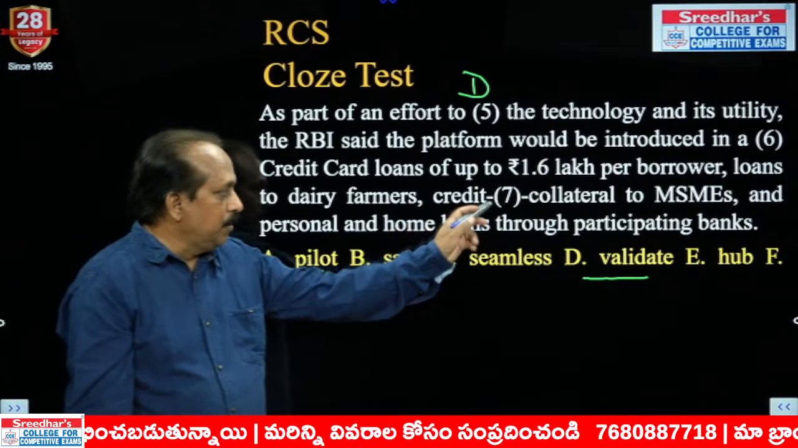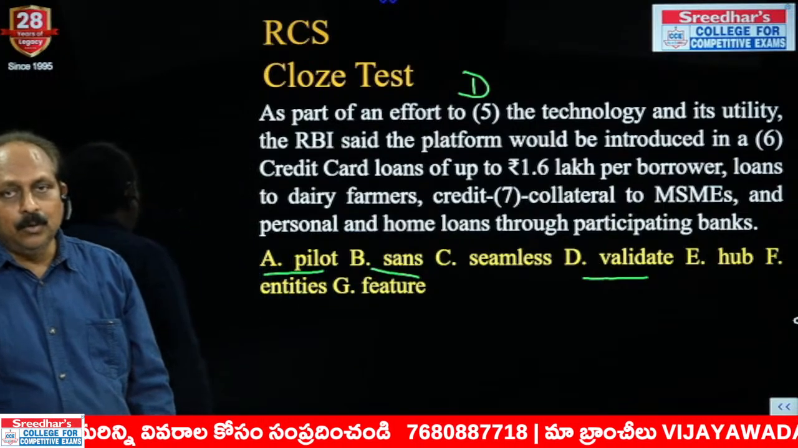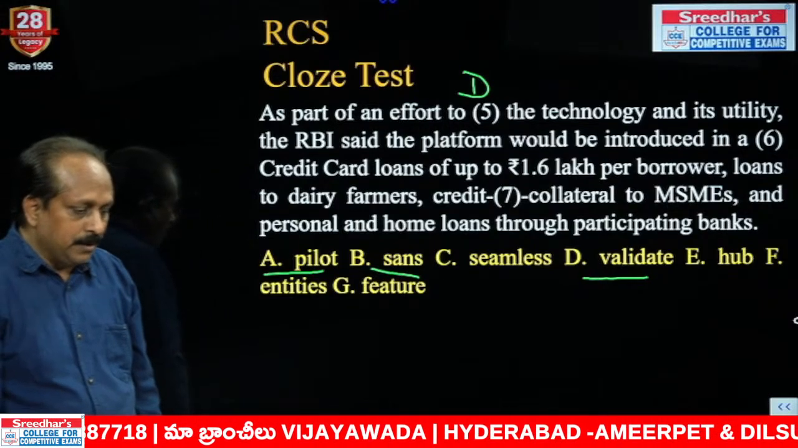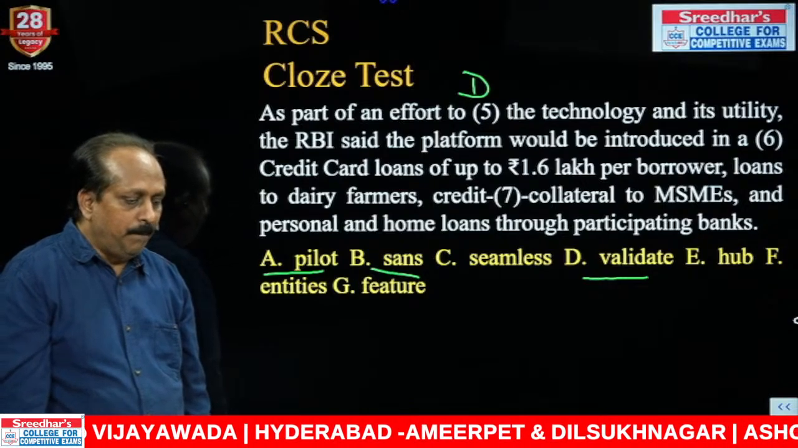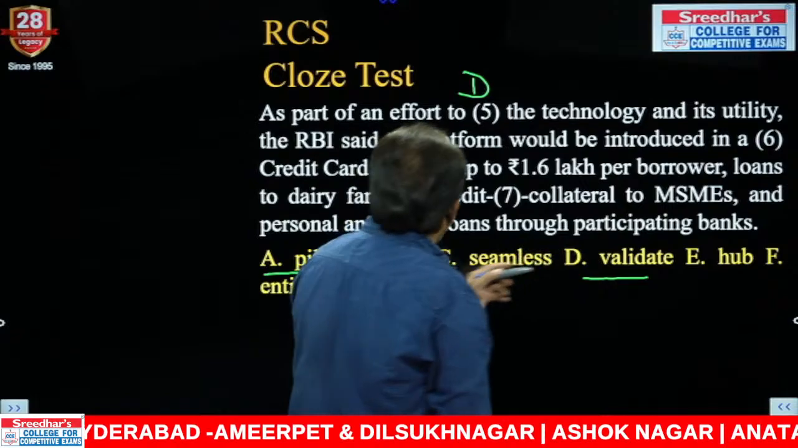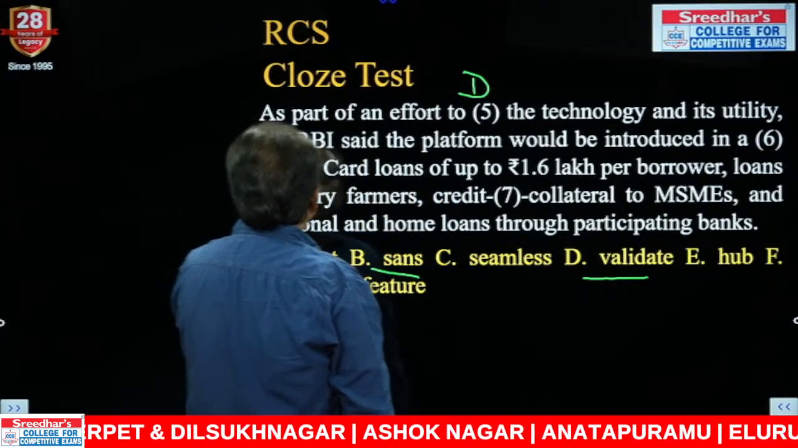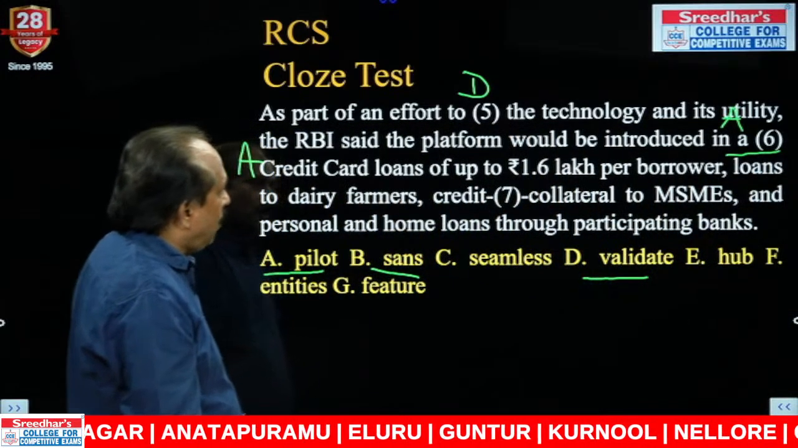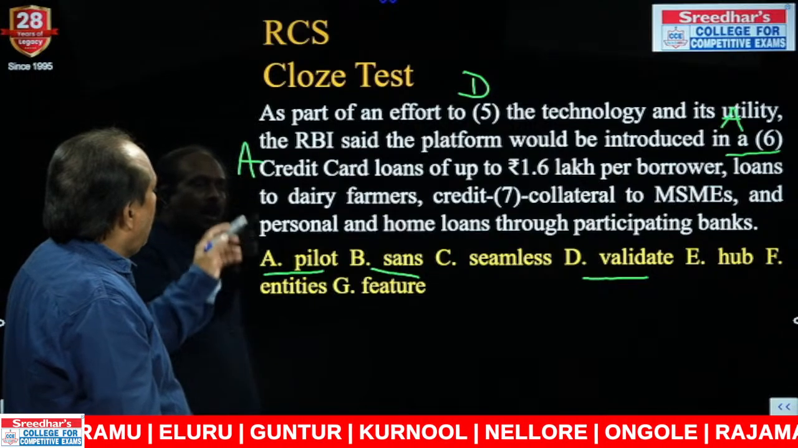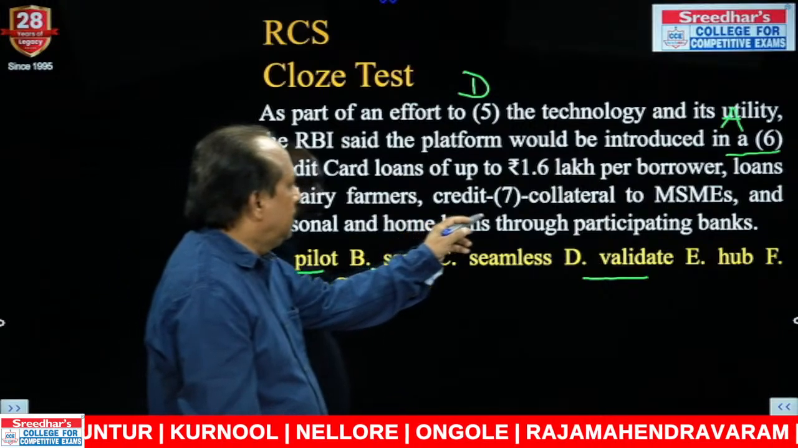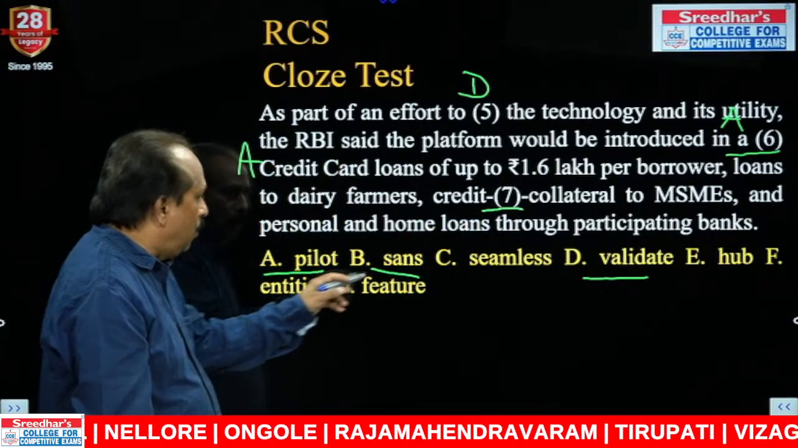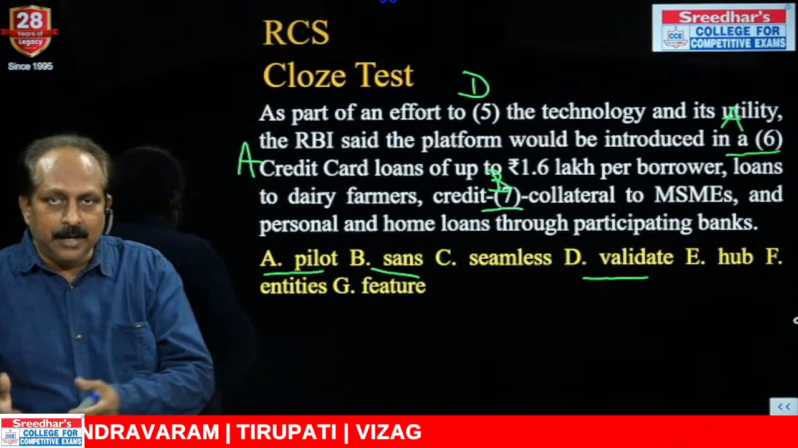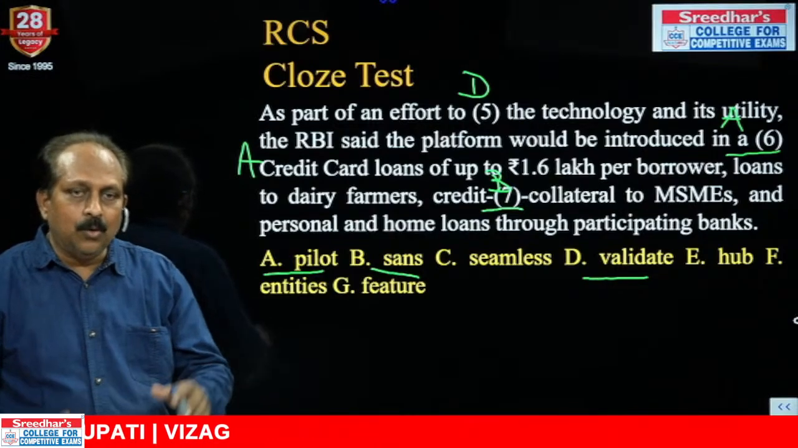Easy, based on the seventh blank. But you have to know the meaning of a particular word, only then you can answer. Sixth one, if you answer sixth, it's over. The pilot, very good, busy life. In a pilot, here A is the word. In a pilot, credit card loans of up to 1.6 lakh per borrower, loans to dairy farmers, credit sans collateral. Sans means without. Here we have to use B. Credit or loan sans collateral security means what? Credit or loan without collateral security.